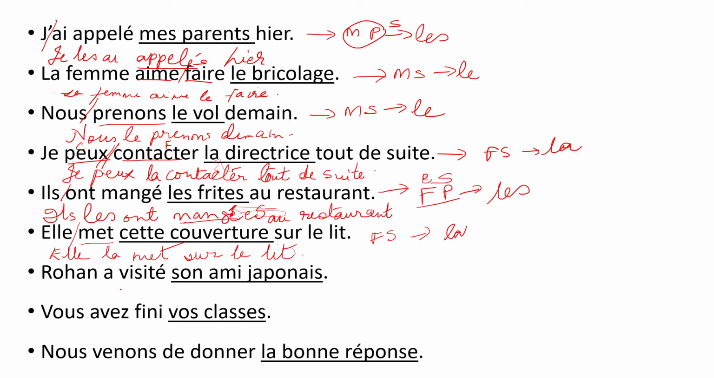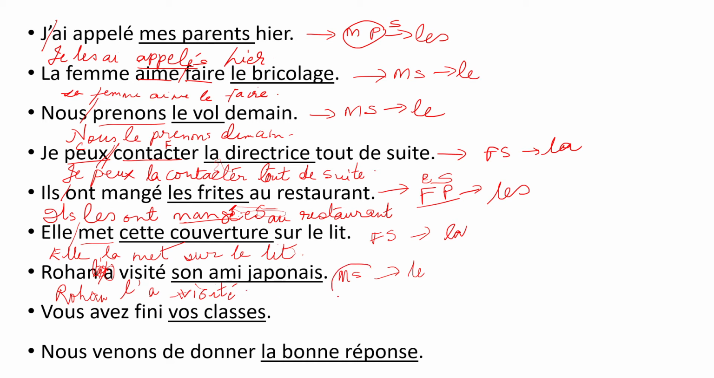Then, Rohan a visité son ami japonais. Son ami japonais is masculine singular, replaced with le. Where will you place it? A visité is passé composé, so it will come before the auxiliary. Rohan l'a visité. Now, when you put le here, e and a will clash, so replace the e with an apostrophe. Okay. Now, agreement has to happen because direct object passé composé.